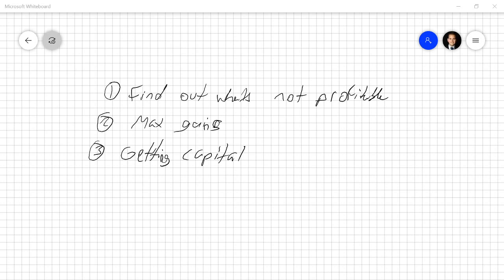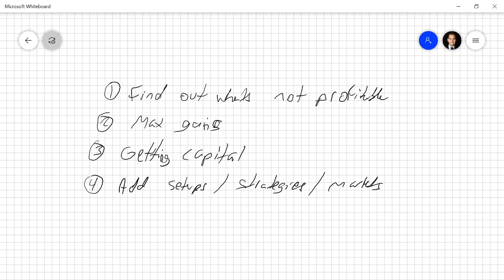The other one that works really well is you're going to add setups or strategies or markets. So add setups or strategies or markets. Okay. So what that means is pretty simple.